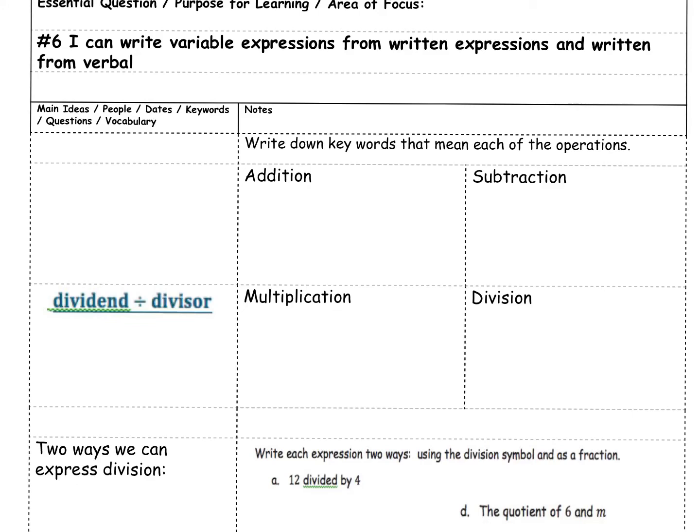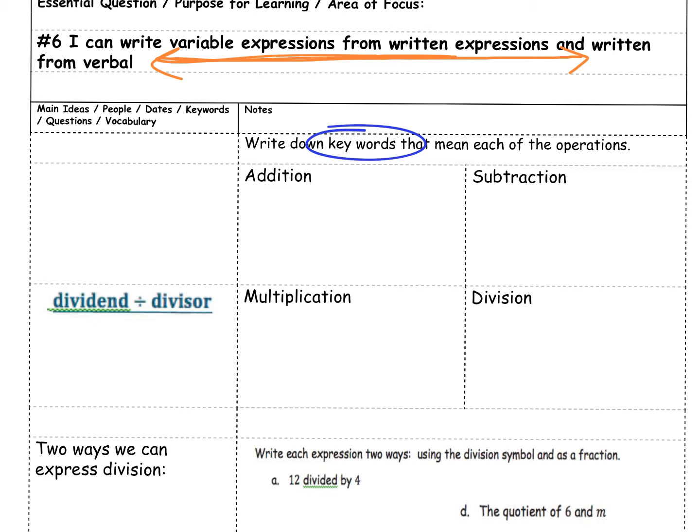Today's lesson is lesson number 6, which is I can write variable expressions from written expressions and written expressions from verbal expressions. So we're going to go from written to verbal and vice versa. So we're going to go back and forth between the two. So can you write a math problem or can you interpret a word problem?